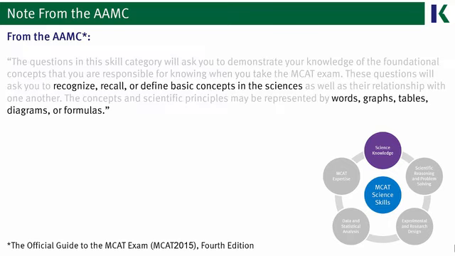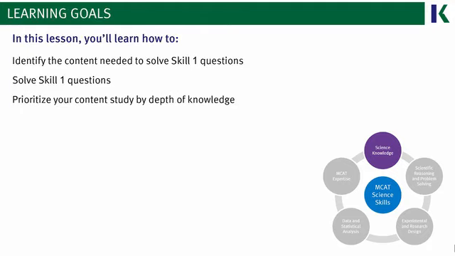Skill 1 questions are the content questions of the MCAT. You see, recognize, recall, and define basic concepts in science, and these represent about 30% of the questions that you'll see on test day. So they're really important. But just because the test makers use the words basic concepts, that doesn't necessarily mean these questions are basic. Some of them can be quite tricky.